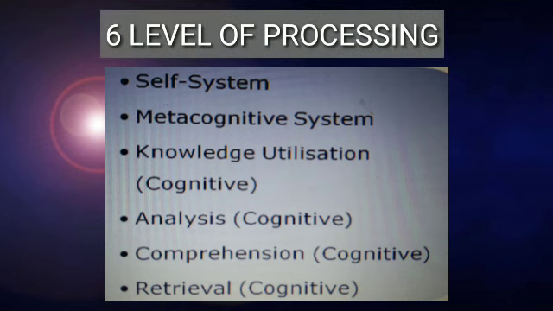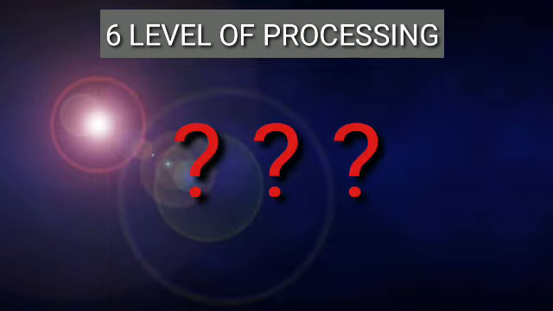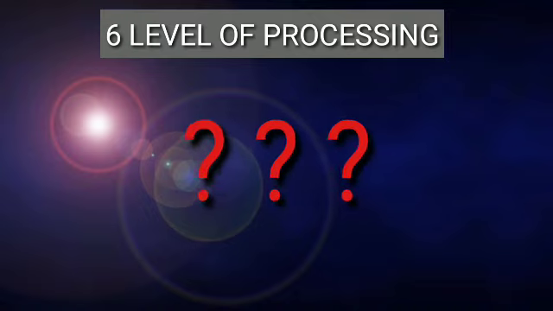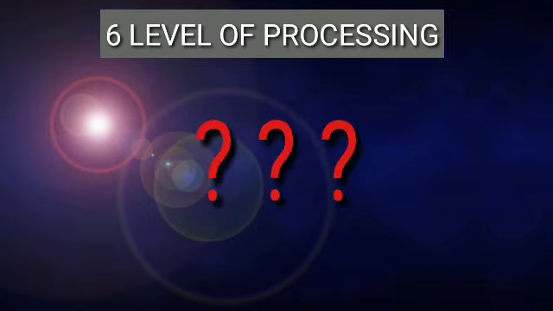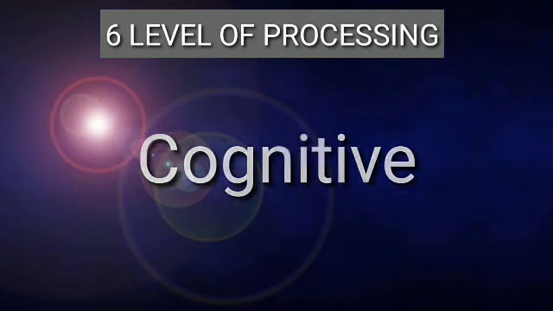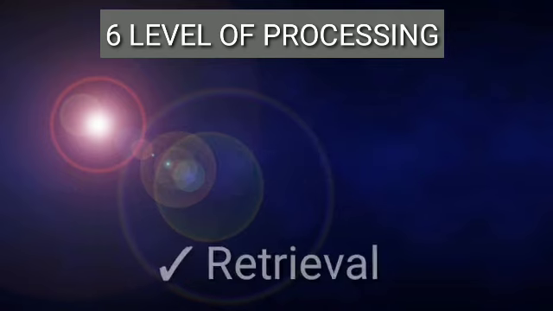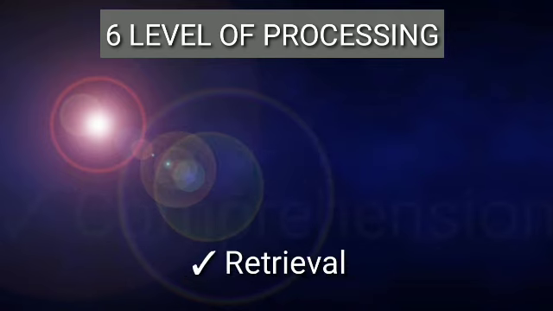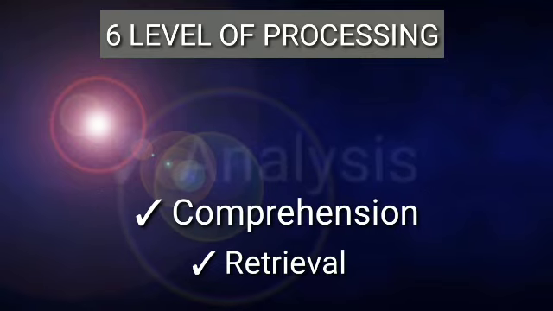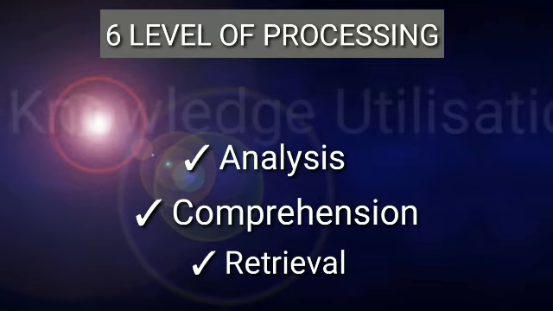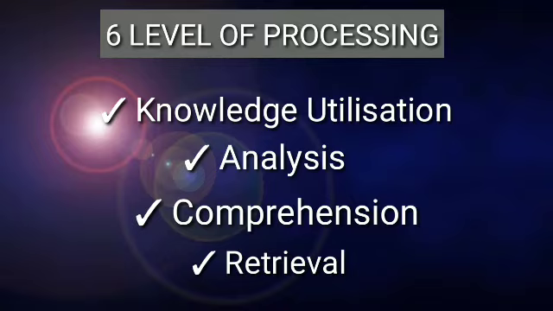They have also 6 levels of processing knowledge. Each level of processing knowledge can operate within each of the 3 domains. The first 4 levels of processing are cognitive, beginning with retrieval, the least complex, then moving upward with increasing complexity through comprehension, analysis, and knowledge utilization.